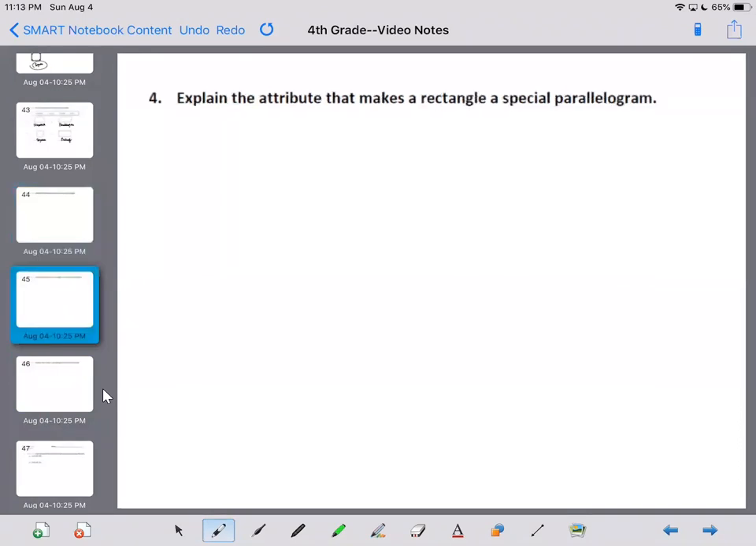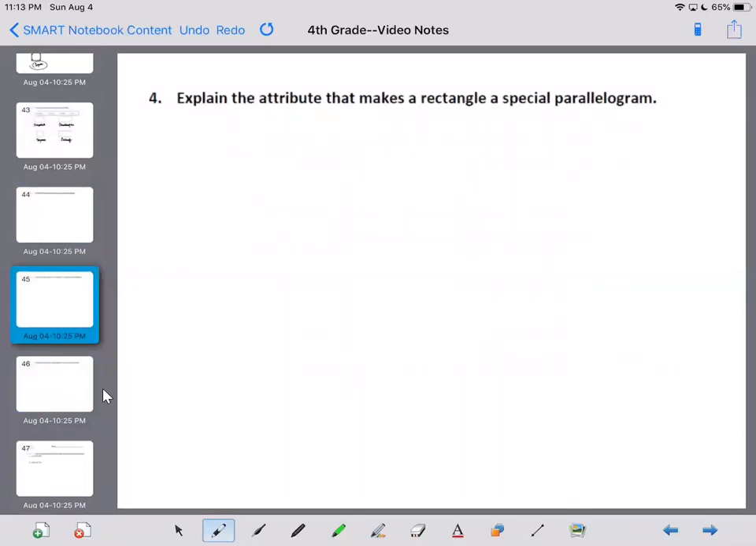Number 4, explain the attributes that make a rectangle a special parallelogram. Well, a rectangle is special because it has 4 right angles. So you think about the square and the rectangle, they both have 4 right angles. And a rectangle is a special parallelogram.